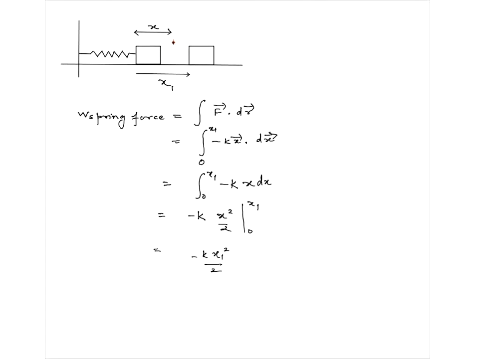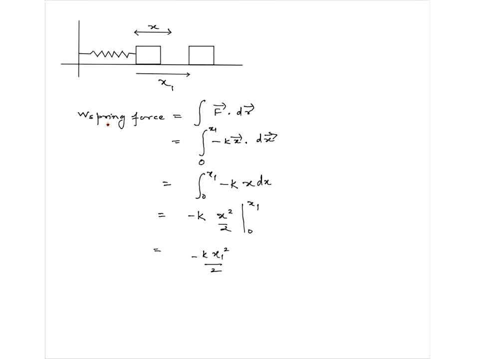X is in this direction, so minus kx. Dot product is gone. Putting the limits, we get minus kx1 square by 2. This is work done by the spring force.